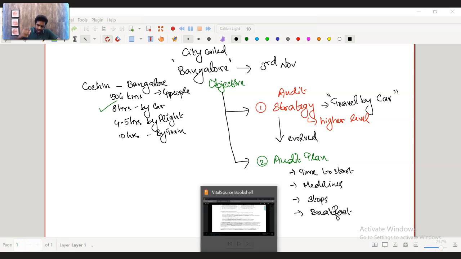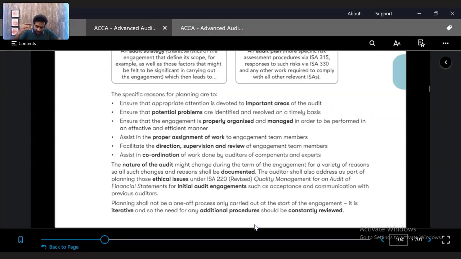So your plan will have detailed problems which are identified, and resolutions can also be noted down, which will help you not to face these problems during the audit. It ensures that the engagement is properly organized and managed. Of course, let's look at this example.